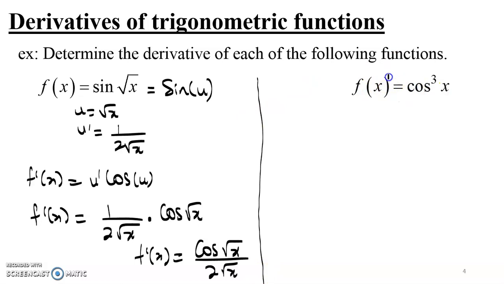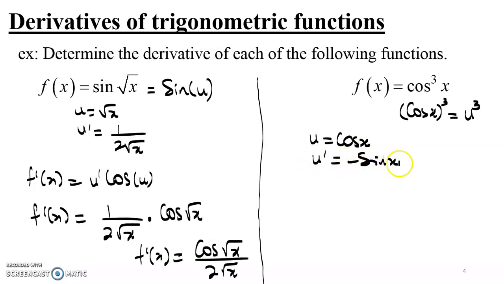Now in this last function, we have cosine cubed of x. We can actually see this as cosine x all cubed. Now this is not really in the form cosine u. Now in fact over here we have a power with a function of x at its base. So in fact we see this as the form u cubed, where u here is cosine x and u prime is negative sine x, since the derivative of cosine is negative sine.